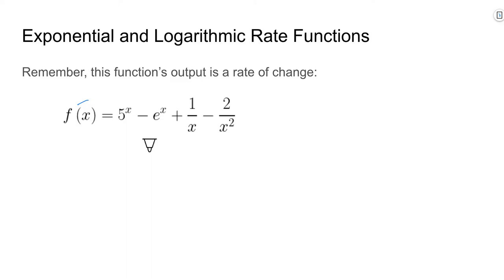I think I heard it. 5 to the x, right? Because it's sort of its own derivative. But if I take this derivative of 5 to the x, what else do I get? I get an ln of 5. I get it multiplied by an ln of 5.